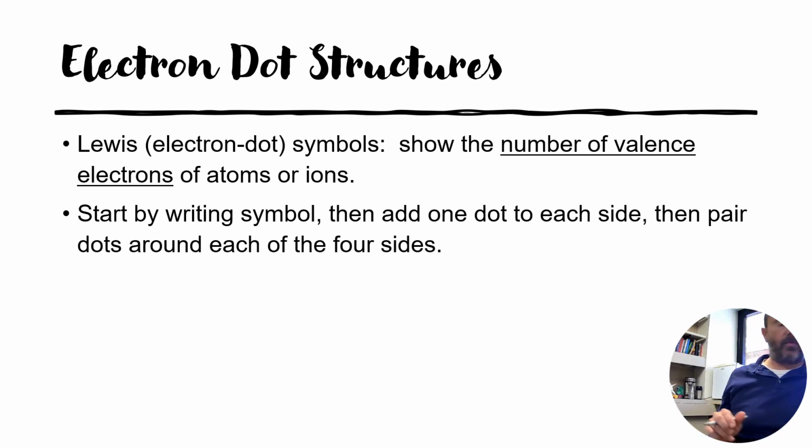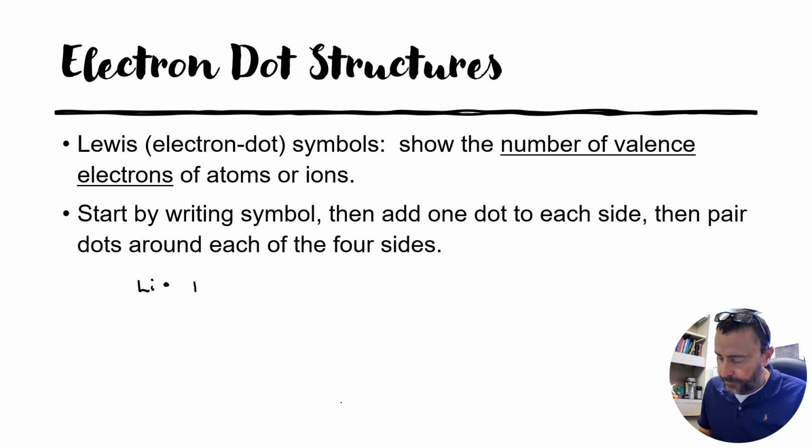Okay, so I'm going to go across our second row, and we're going to start with lithium. Lithium has 1 electron, and so I'm going to show the Lewis dot symbol as lithium with 1 dot around it. Next up is beryllium, which is the next one over. Beryllium has 2 electrons. Notice that I am not pairing the electrons up. I'm adding them to one side before I start to pair them up.